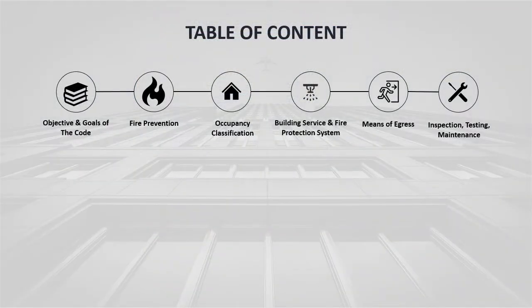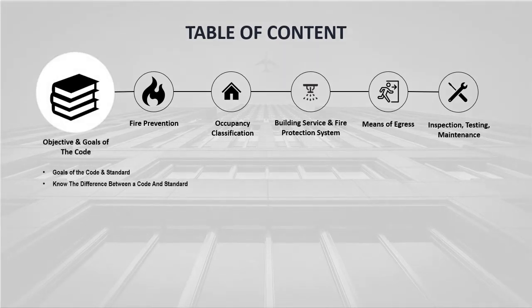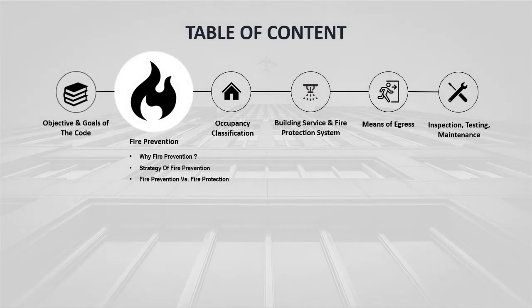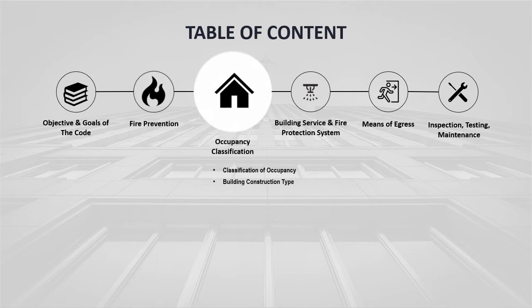This is the table of contents of this presentation. In the first module, we will be discussing the objectives and goals of codes. The second module will cover the reasons for maintaining fire prevention within a facility. The third module will cover the occupancy classification as per the Saudi Building Code. We will illustrate all of the occupancy categories and define them with some examples to be more clear, and we will have an overview of the five types of building construction.